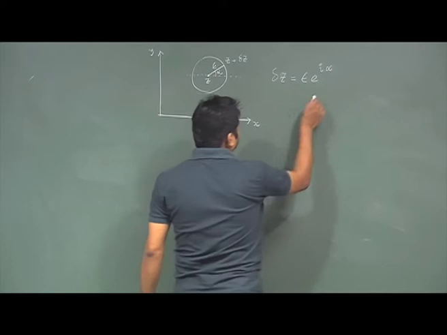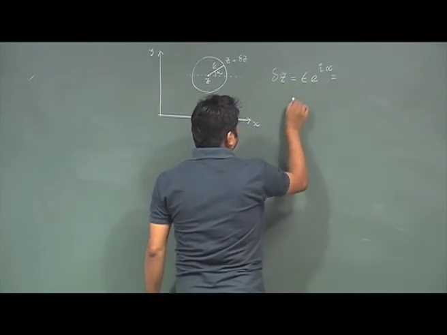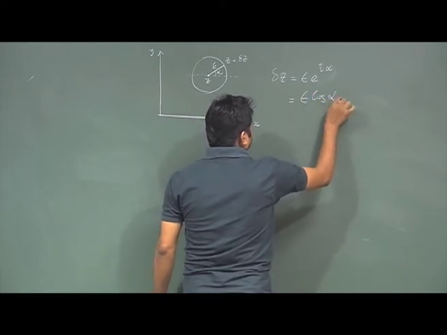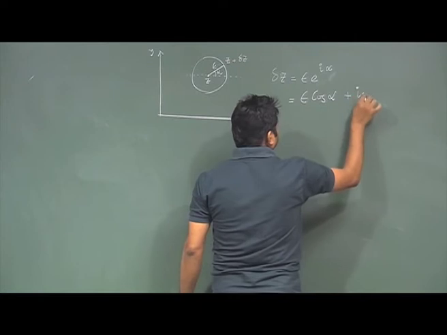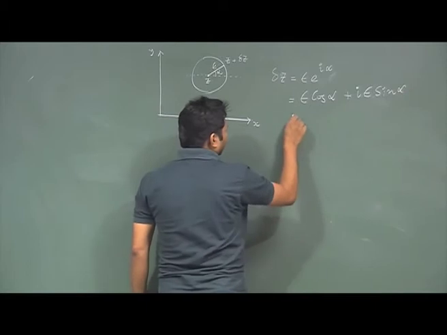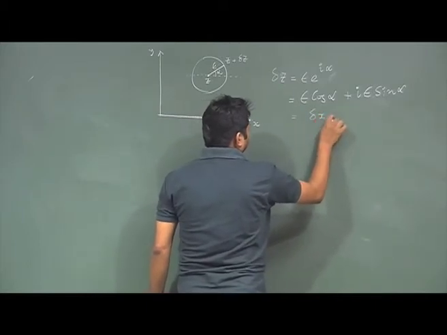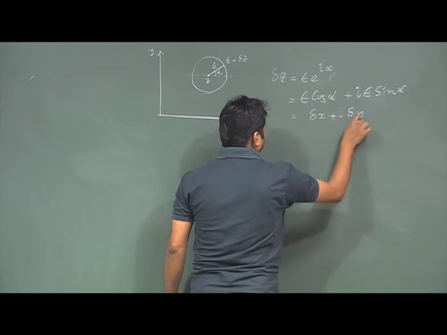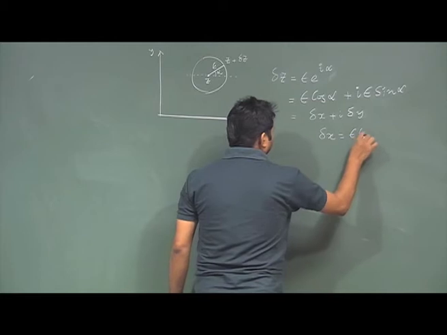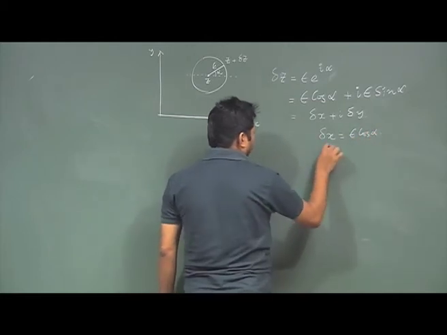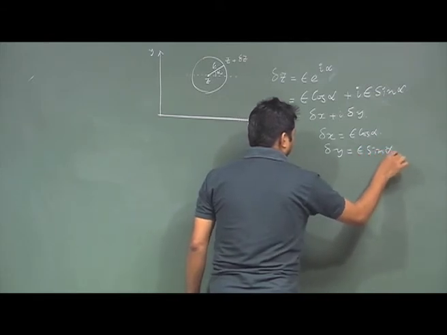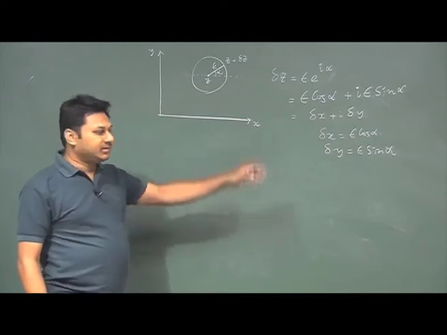So, this quantity is epsilon cos alpha plus i epsilon sin alpha, which is delta x plus i delta y. So, delta x is epsilon cos alpha, and delta y is epsilon sin alpha. These things I have.